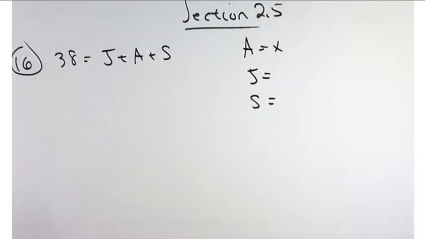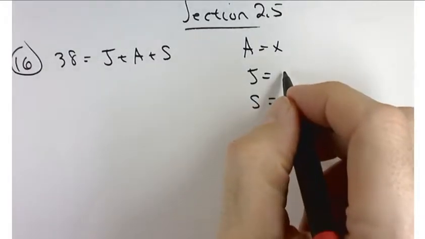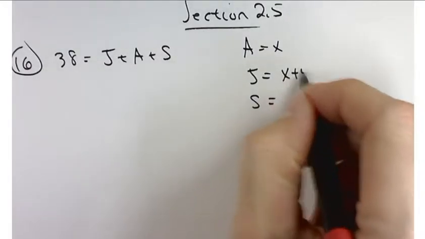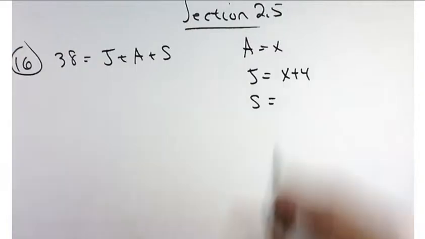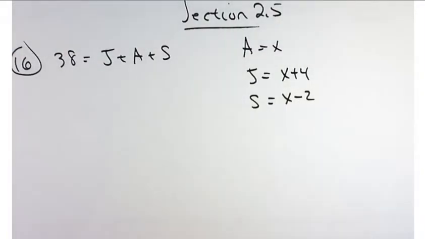Now their stay in Japan was 4 weeks longer than their stay in Australia. So what could I put down here? X plus 4. Their stay in Sweden was 2 weeks shorter than their stay in Australia. What could I put? X minus 2. Now notice that allows us to do some nice substitution.